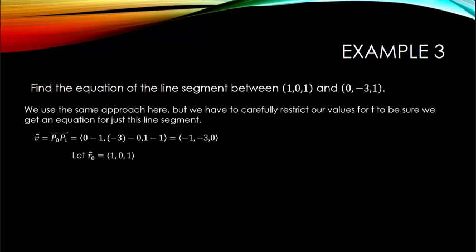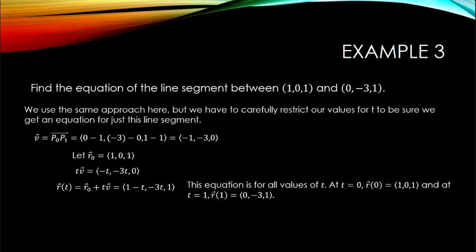I'm going to let the vector r sub 0 equal the vector from the origin to the first point. This gives me the components 1, 0, 1 for my r sub 0 vector. T times the vector v is going to give me the components negative t, negative 3t, and 0, so that my vector r of t is going to be given by the components 1 minus t, negative 3t, and 1.